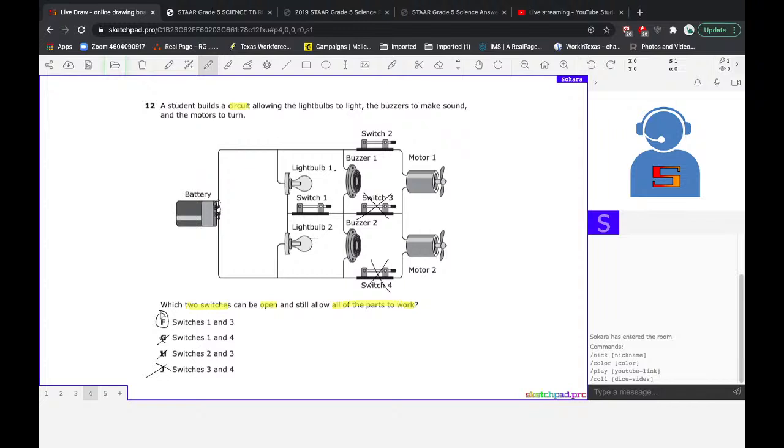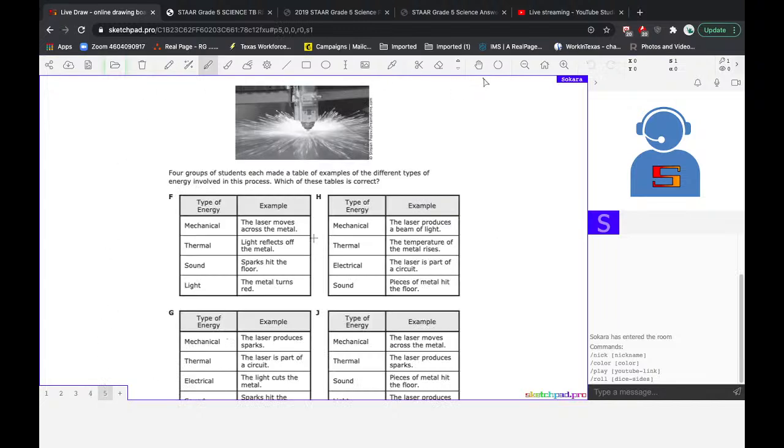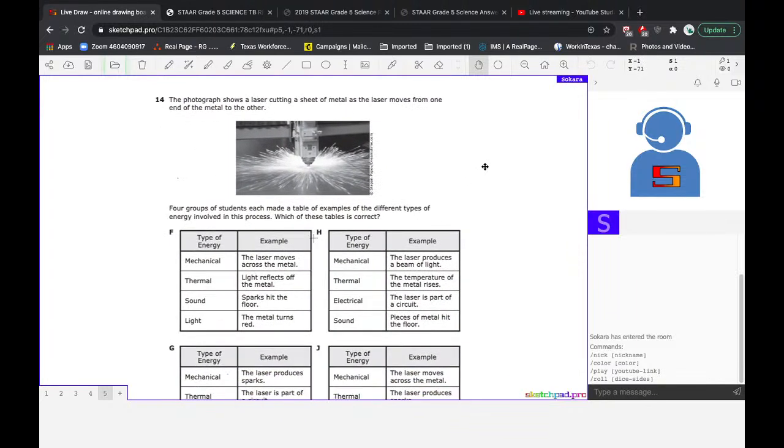All right, looks like we have no current questions, so it's good that we're understanding these. So we're going to go on to the next and final problem. Okay, let's check it out. All right, so this is question 14 of the 2019 STAAR.